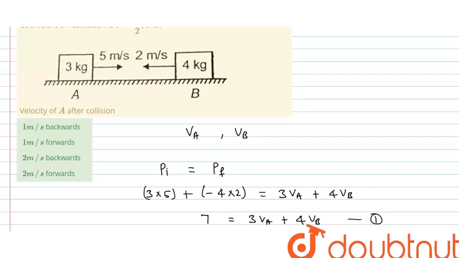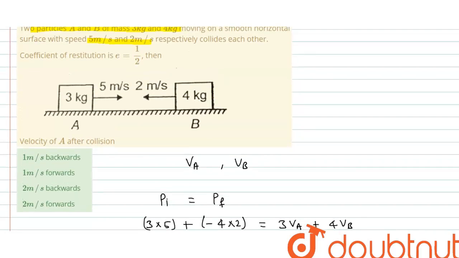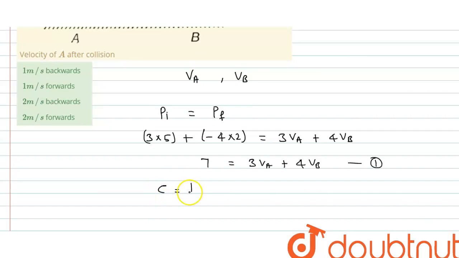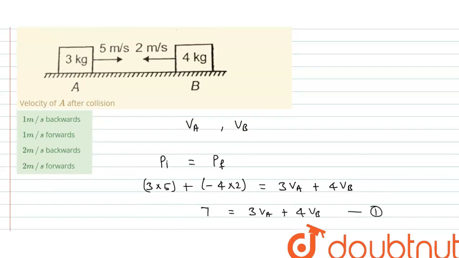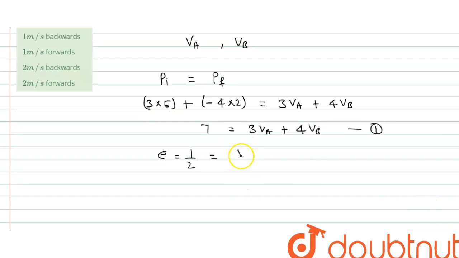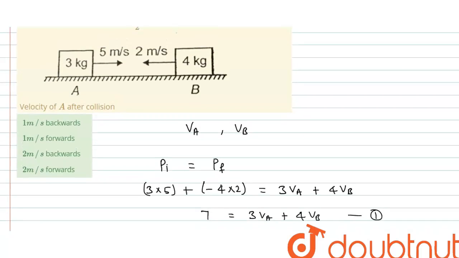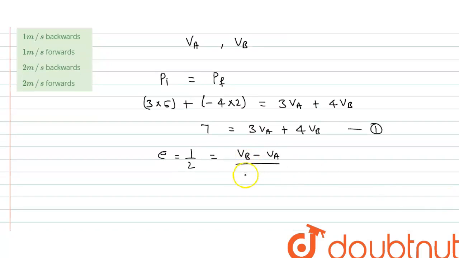Now for the second equation, because we have two unknown terms, we are going to use the coefficient of restitution: e is equal to velocity of separation divided by velocity of approach. So velocity of separation here is VB minus VA, divided by velocity of approach, which is 5 plus 2, because they are moving towards each other. So velocity of approach is 5 plus 2, that means 7. So from here, 1 by 2 equals VB minus VA over 7.